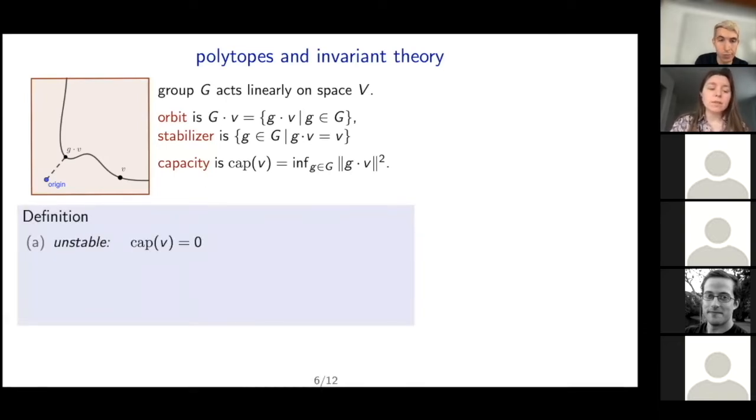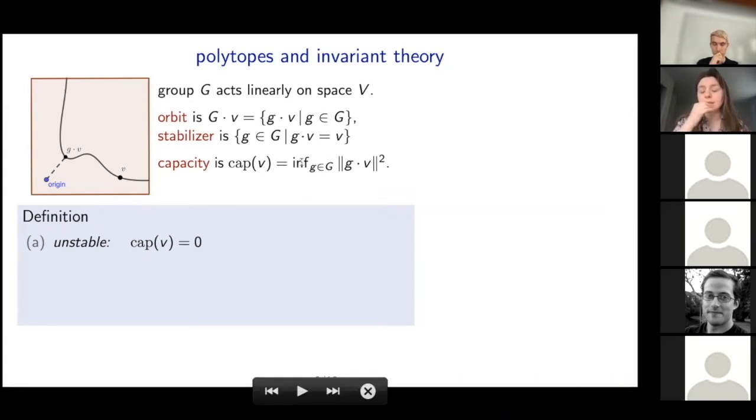All right, so there are then ways that we can categorize points v according to properties of their orbits, specifically according to the properties of the capacity. We say that a point is unstable if the capacity is 0. So if the closest that we can reach to the origin is actually distance 0, or the infimum is 0.